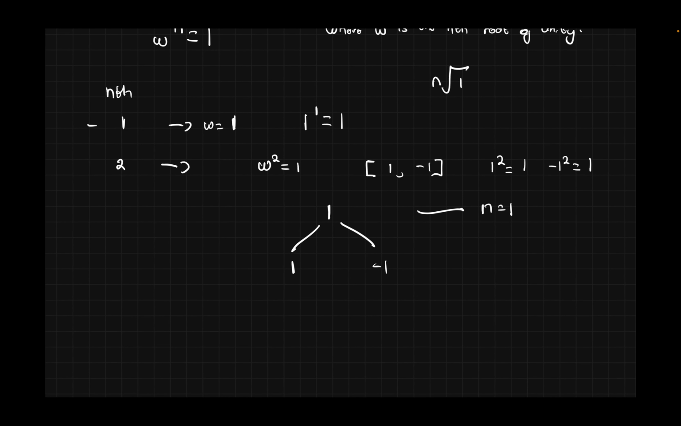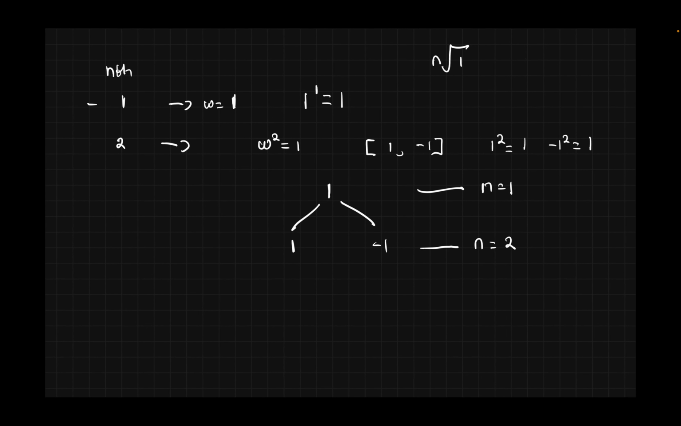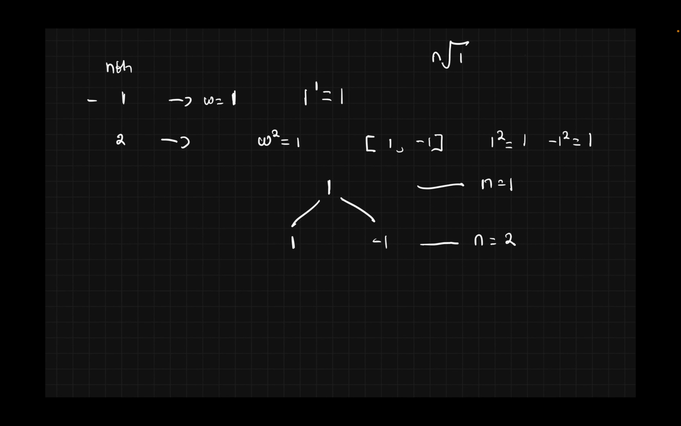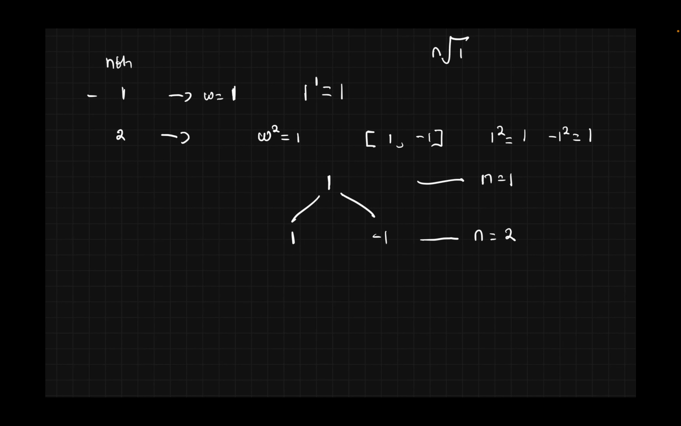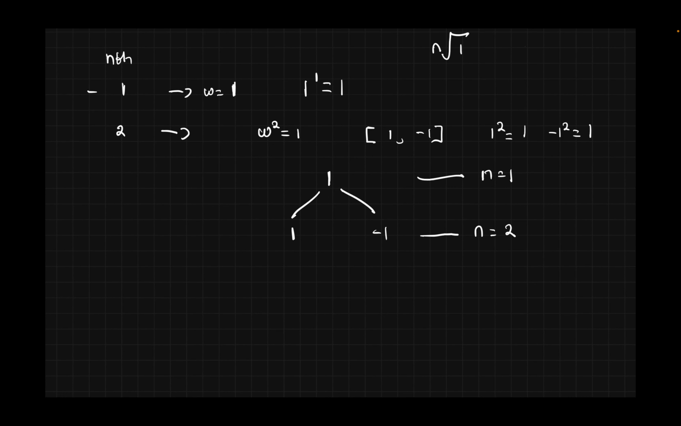So the square root got us 1 and minus 1, right? So this is now for n equals what? 2. And we have 2. N equals 2. Then I think the next n is 4. Square root of 1 is what? 1 and minus 1 again, right? But now what's the square root of minus 1? I and minus I, right?